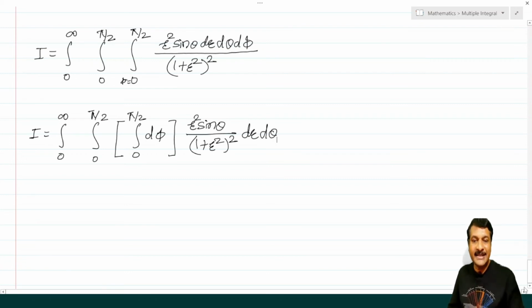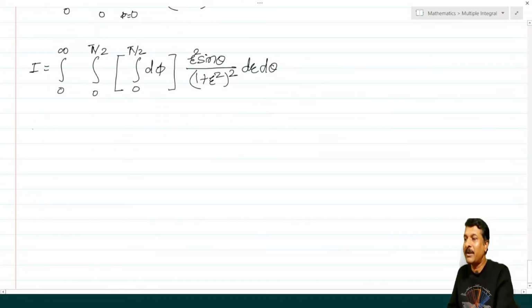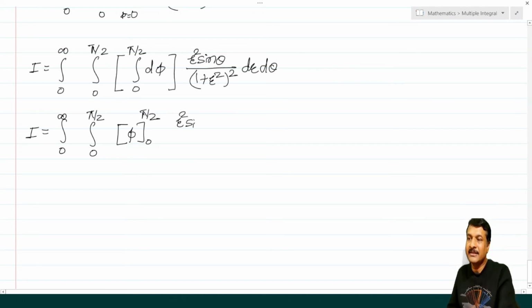So what is the integration of d phi? It is phi, upper limit pi by 2, lower limit 0. So directly also you can find it is pi by 2. So phi, lower limit 0 to pi by 2. Here r square sin theta upon (1 plus r square) whole square into dr d theta.